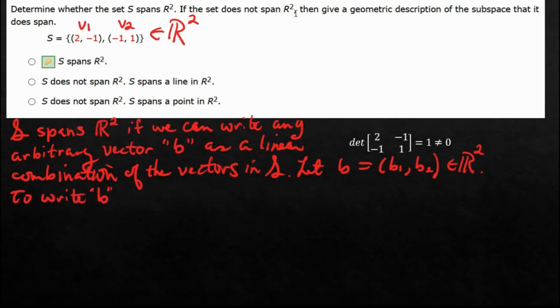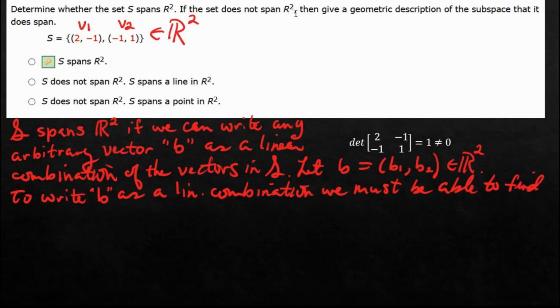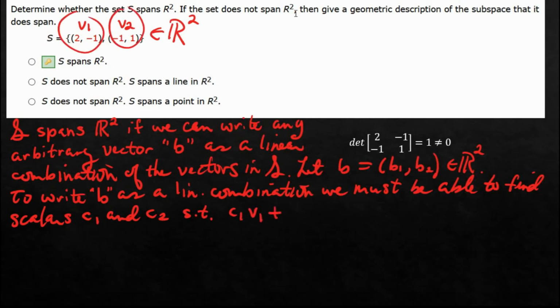To write B as a linear combination, we must be able to find scalars. So it's just mimicking the definition for linear combination. Scalars, I'm going to use C sub 1 and C sub 2, such that C1 times V1 plus C sub 2 times V sub 2 is equal to B.